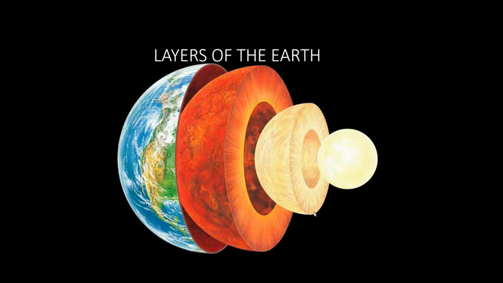As the field of geology developed, scientists were able to determine that the Earth actually has several layers. It's not just the ocean and the continents, but inside the Earth, there are four major layers. In this picture from left to right, you can see the crust, the mantle, the outer core, and then the inner core.